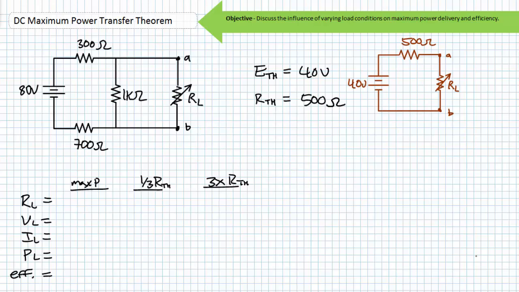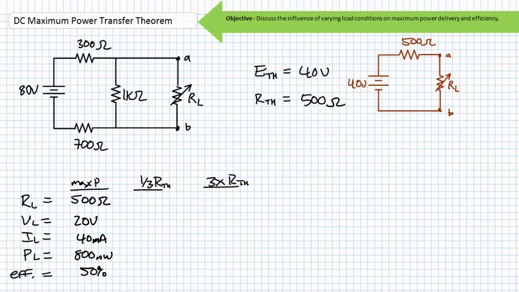If you've applied Thevenin's theorem correctly, you should have obtained the following values. ETH is a 40-volt source, and RTH is a 500 ohm resistor in series with a variable load resistor RL. At maximum power conditions, RL will equal the Thevenin equivalent resistance RTH. When RL is 500 ohms, it experiences a voltage drop of half of ETH, or 20 volts, and half the Norton's equivalent current at 40 milliamperes. This represents a maximum power product of 800 milliwatts.